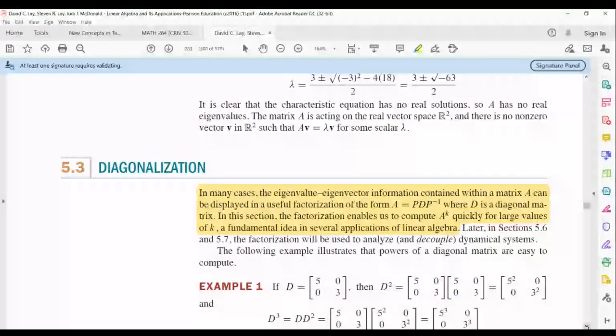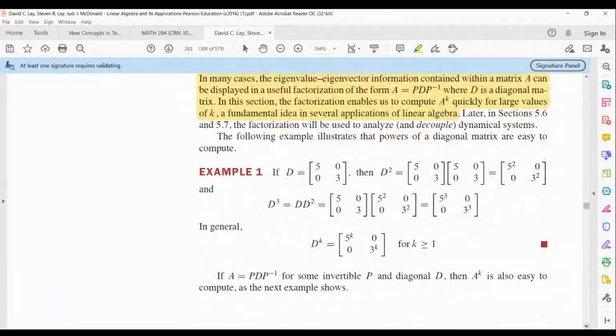So in example 1, what they do is they introduce you to a 2x2 diagonal matrix given by 5, 0, and 0, 3. D squared would just be the matrix times itself, and that, interestingly, will just be equal to another diagonal matrix, but the entries are 5 to the second power and 3 to the second power.